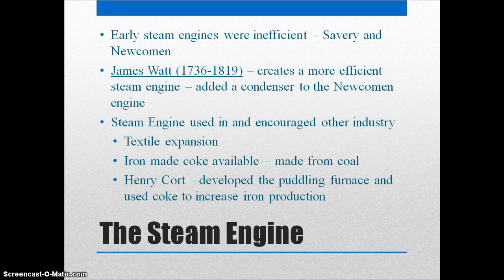Steam engine is used and encouraged in other industries. It provides for textile expansion, provides for expansion of the mining of coal. Iron made coke available. Coke is made from coal and will be used to further enhance the iron making industry. This is done by Henry Cort, who develops the puddling furnace and uses coke to increase iron production.